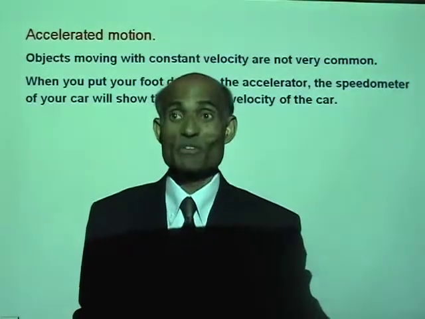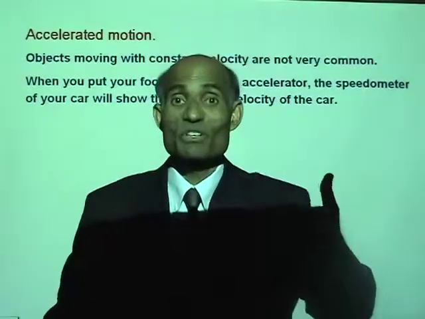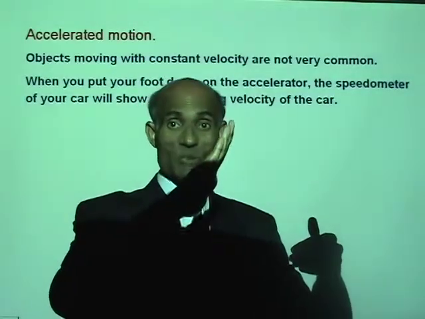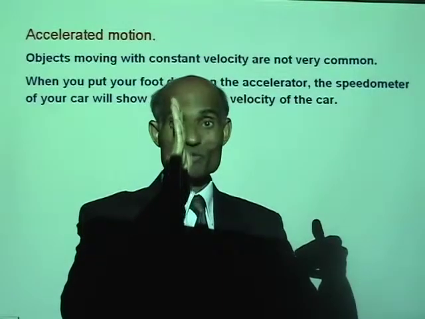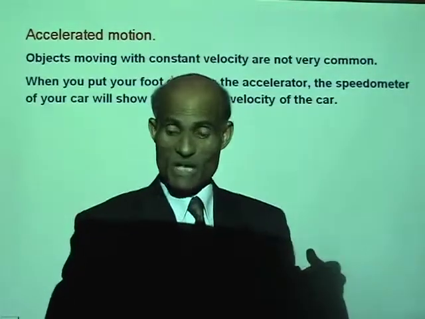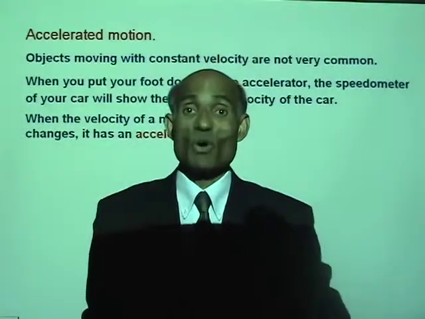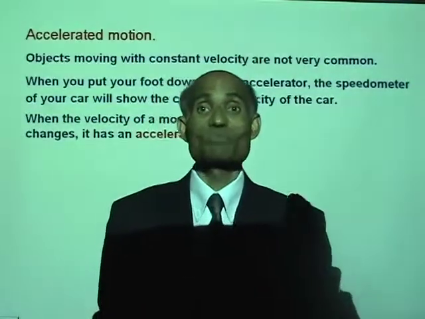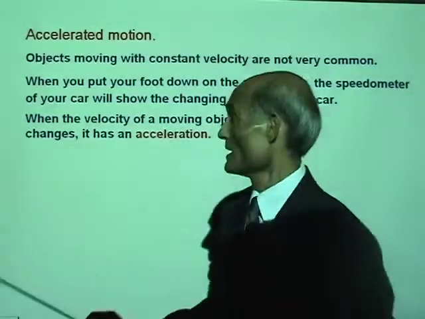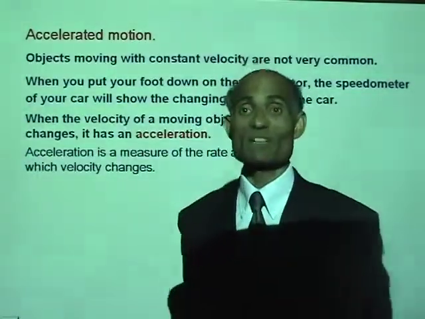Now, when you put your foot on the accelerator, the speedometer of your car shows how the velocity of the car changes. Is that right? How the speed of the car changes. Now the pointer moves from 0 to 10, 20, 30, 40. It tells you the speed of your car is increasing or you are accelerating. So when the velocity of a moving object changes, we say it has an acceleration. So acceleration is caused by a change in velocity.